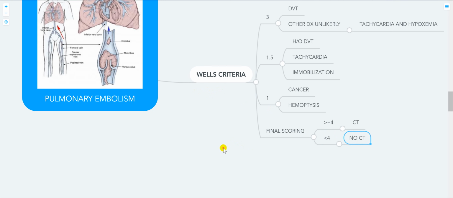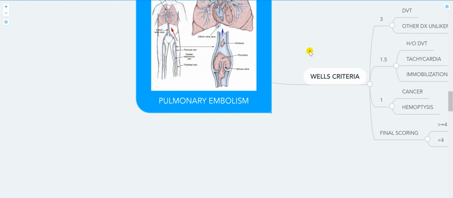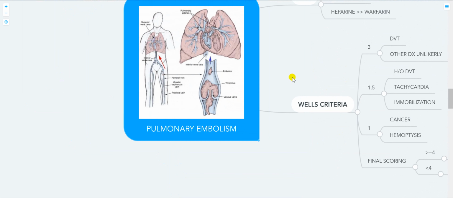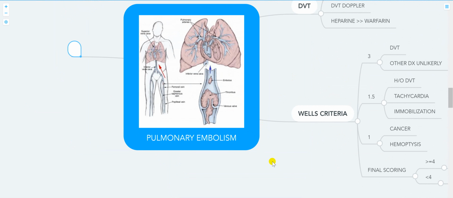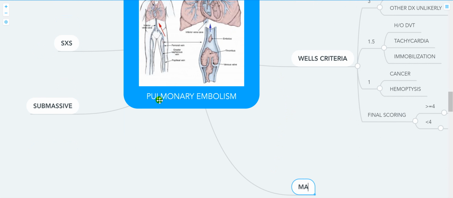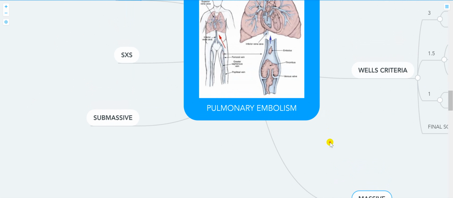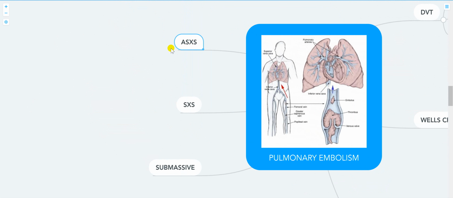Other things you want to see with the management: you've got to look at the different types of PE. There are 4 types of PE. It could be asymptomatic, symptomatic, submassive, or massive. Submassive and massive are usually in the ICU. Symptomatic is inpatient, asymptomatic is outpatient. Okay, so it makes sense.